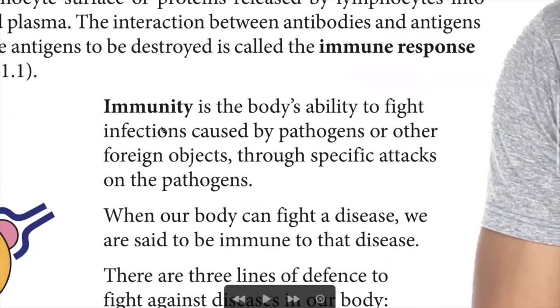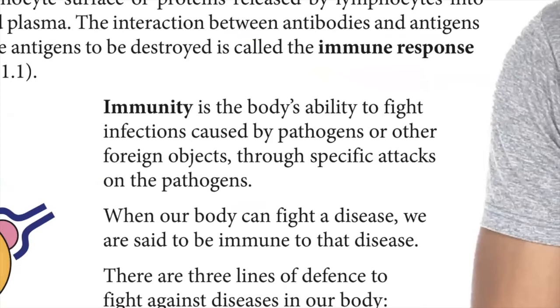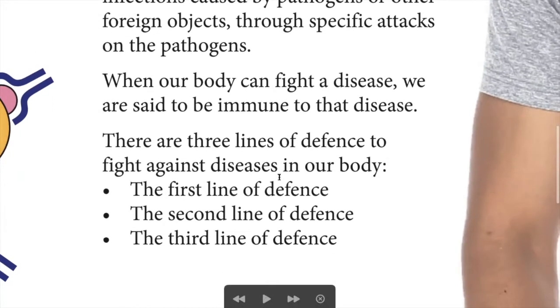So immunity is the body's ability to fight infection caused by pathogen or other foreign object, through specific attack of pathogen. So you have to know what is pathogen. Pathogen or foreign substance, for example, bacteria, virus, and other chemical things that can harm our body. So as you can see here, immunity is an ability of our body to fight against pathogen or foreign substance.